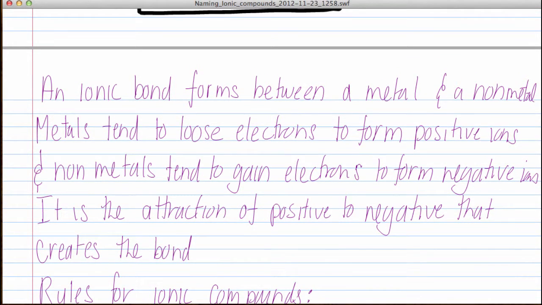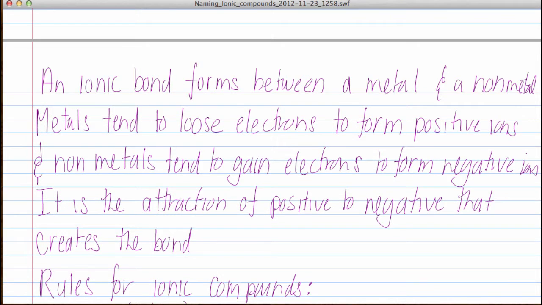So it typically says an ionic bond forms between a metal and a non-metal. Metals tend to lose electrons to form positive ions, and non-metals tend to gain electrons to form negative ions. And it is the attraction of positive to negative that creates the bond.